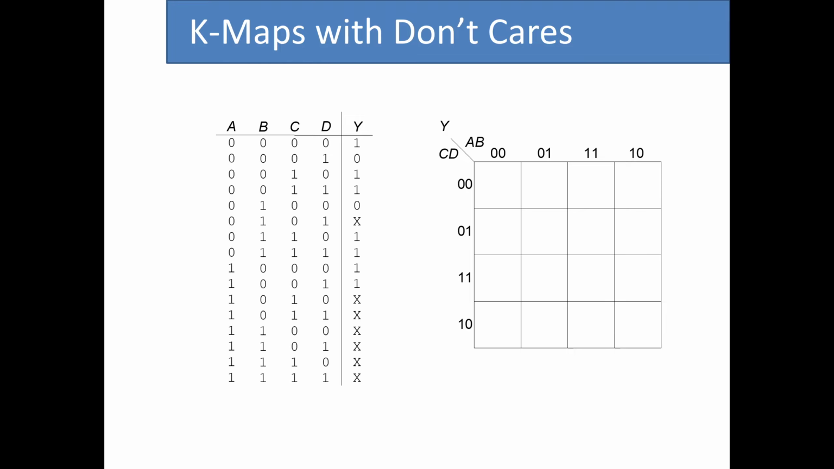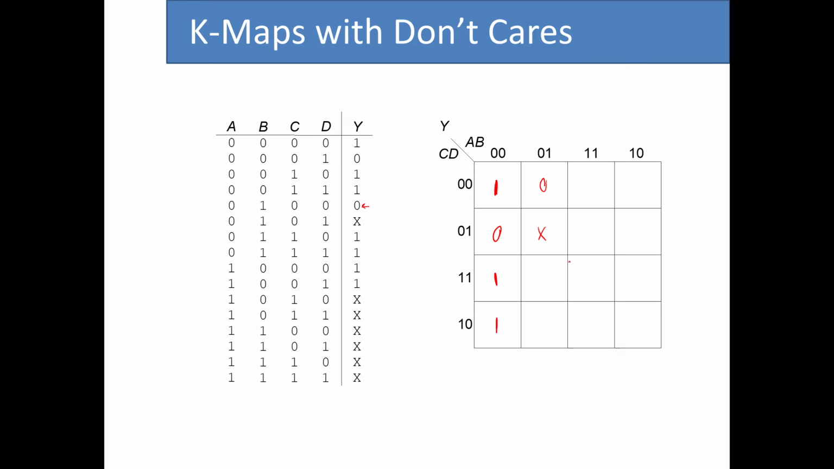It has 4 inputs, A, B, C, D, and the output is Y. And then we want to fill out this Karnaugh map using the values for Y. So for 0, 0, 0, 0, the value is 1. For 0, 0, 0, 1, the value is 0. For 0, 0, 1, 0, the value is 1. And for 0, 0, 1, 1, the value is 1. Then for 0, 1, 0, 0, the value is 0. For 0, 1, 0, 1, the value is X or don't care.